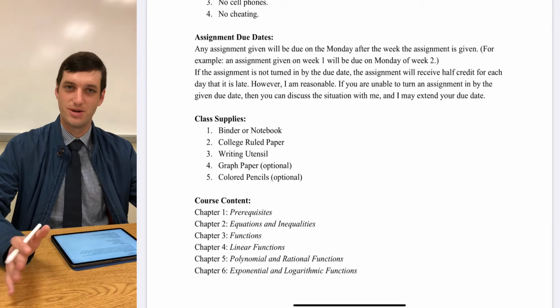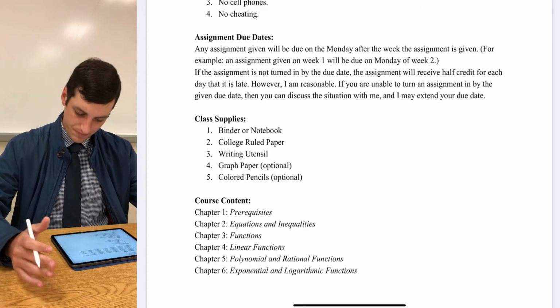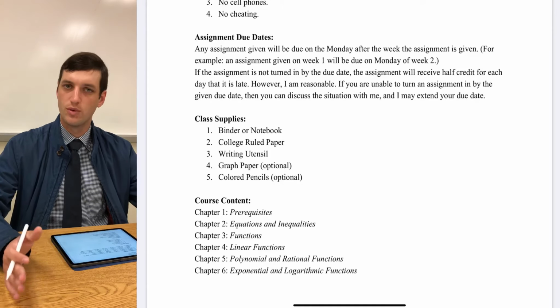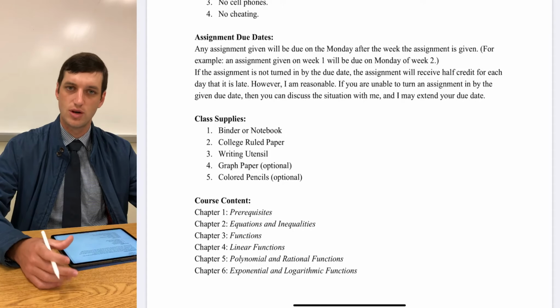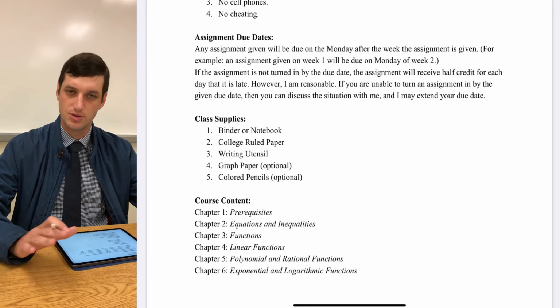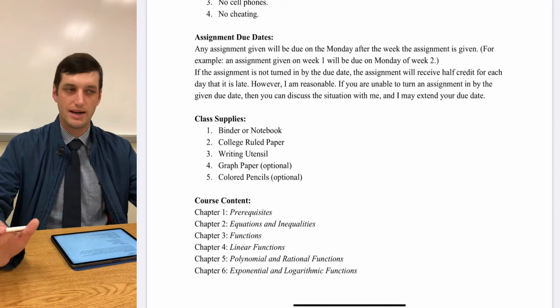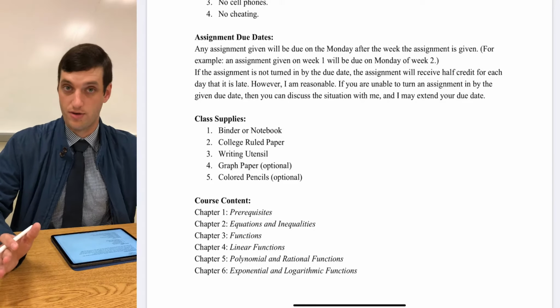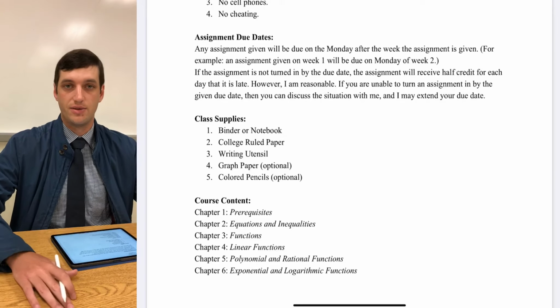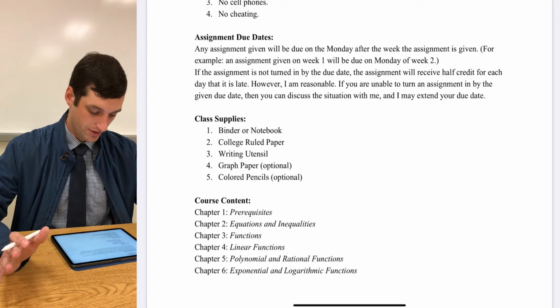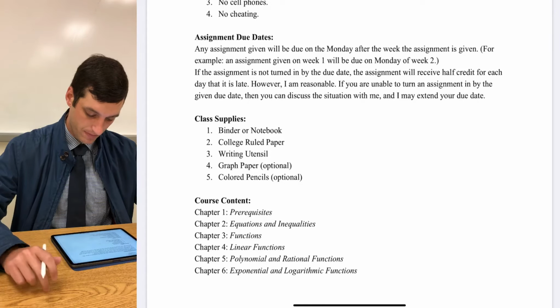I feel like I'm pretty reasonable. You all know how reasonable I am. We'll figure something out if you're having trouble turning your assignments in on time. As long as they're in before the 9 weeks end, I can take whatever grade I can give you there. I may extend your due date.